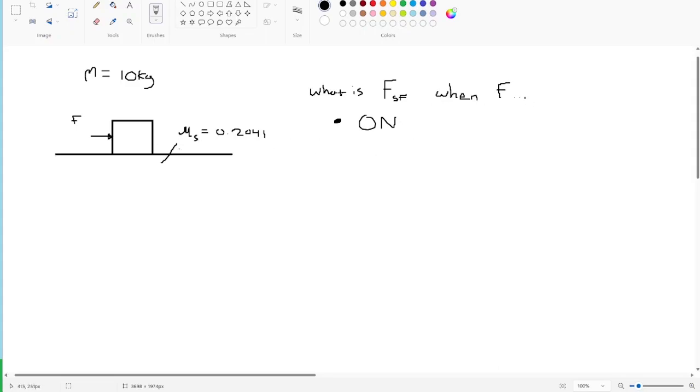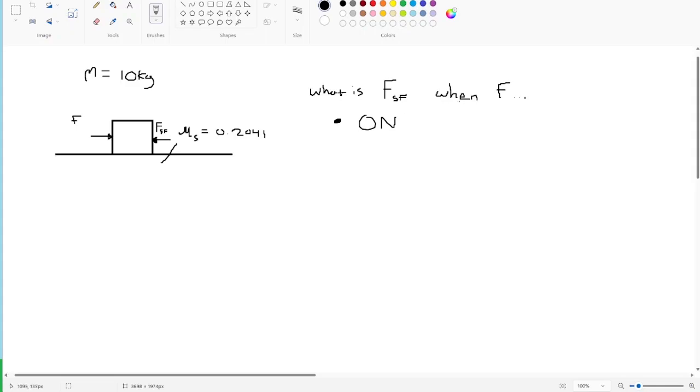So if we're applying force this way, which way is the force of static friction applied? The force of static friction is applied in this direction. It's opposing the force of movement. If we had a bunch of forces going this way, this way, this way, it will depend on the net direction of the forces. If the net is this way, then the force of static friction will go this way, given that the block is not moving. Static friction is only present when the object is not moving.